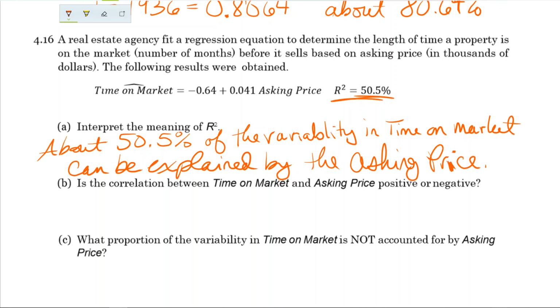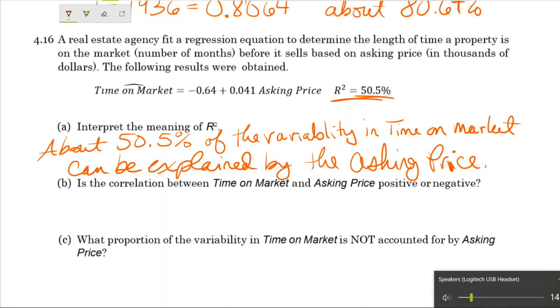So if you have an overpriced house, it might spend a little more time on the market. If you have an underpriced one, well, it's going to move a little faster. That's a little bit of what this is saying here. However, that's not all that's going on because it only accounts for about 50% of what's happening. But that's still kind of big. If you're a real estate agent, you should be thinking asking price. That's the first thing I've got to look at.